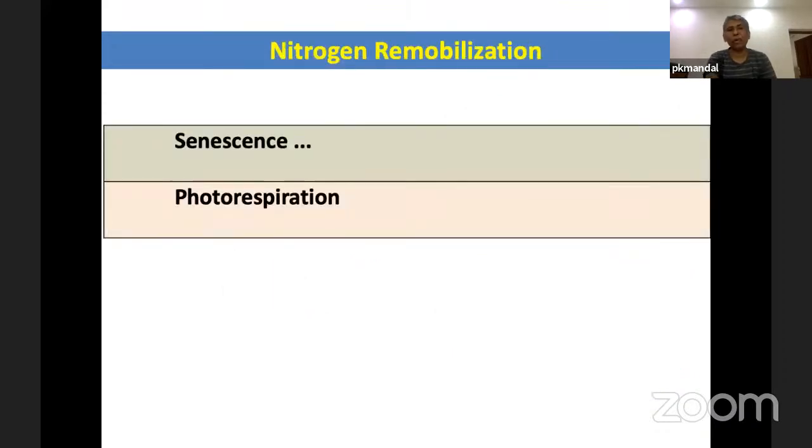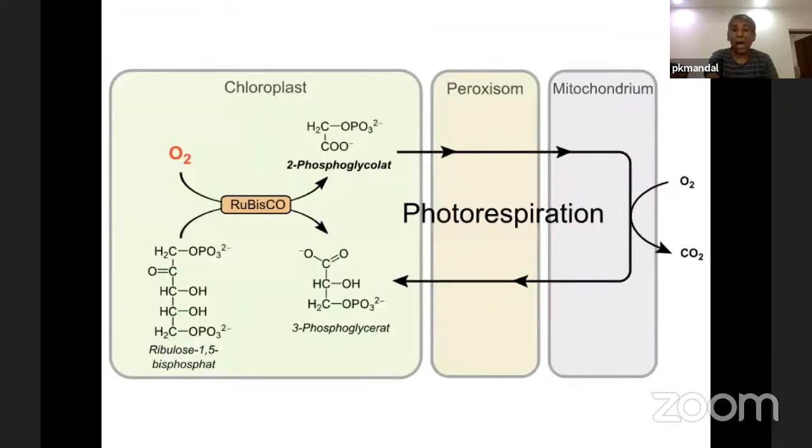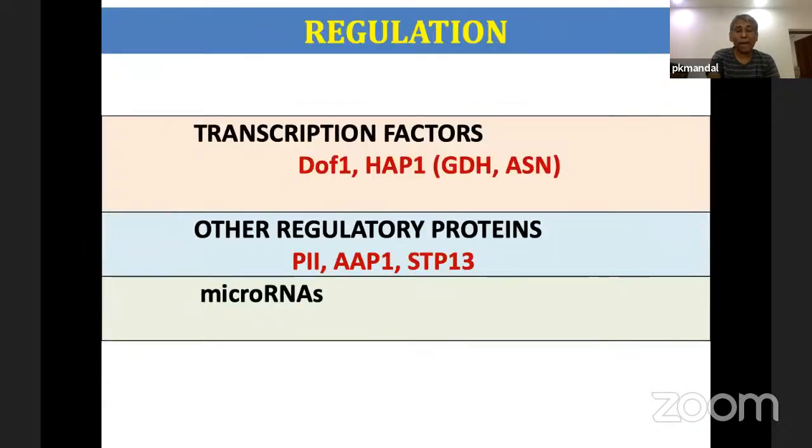And as I was telling you, remobilization in case of senescence and photorespiration is about how well you can recycle. My nitrogen should not be wasted. My last leaf is getting dried, so I'll give it, and how well you can do that. But as I was telling, since the candidate genes are not working, we are now concentrating more on the regulation part.